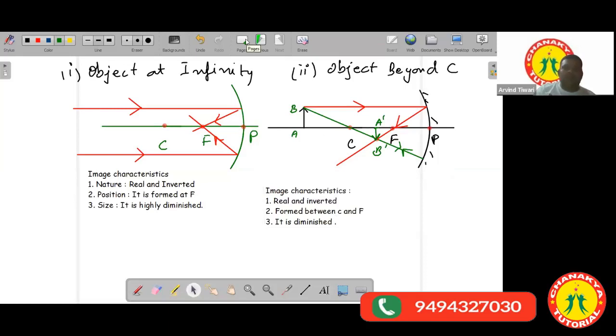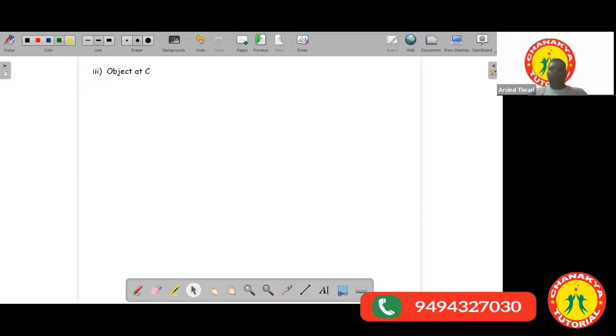The next diagram we will be drawing by placing the object at C. This is a little bit difficult diagram, difficult in the sense that most of the time you will not be getting the correct image. First of all, we'll draw it properly, and then I will tell you some other method. So you have the object at C. Now place your object at C and see where the image will be formed. Again, use the same three light rays. So let's see.